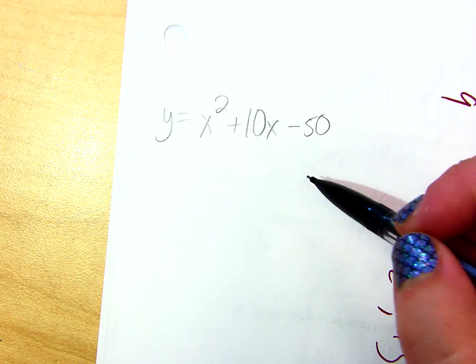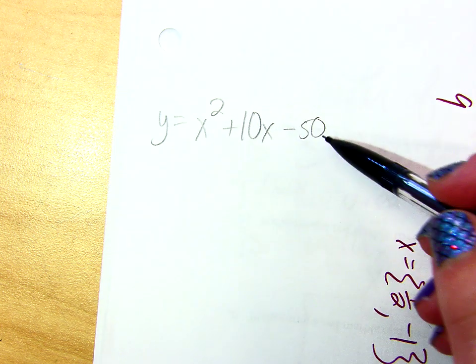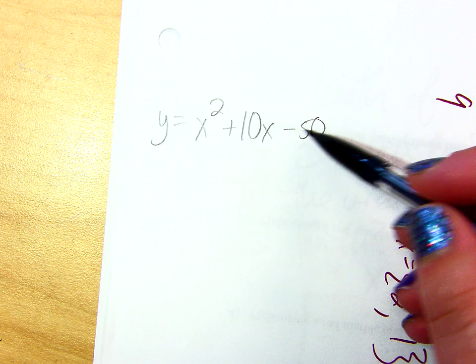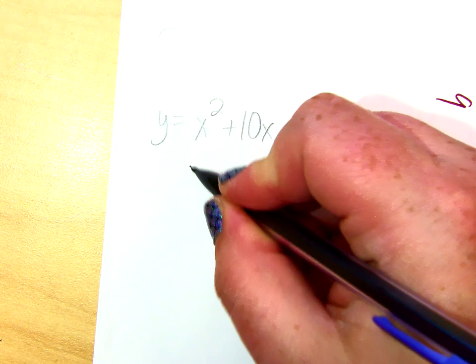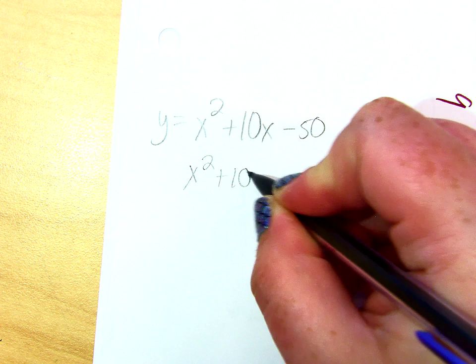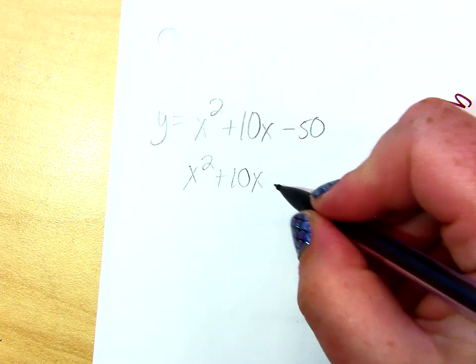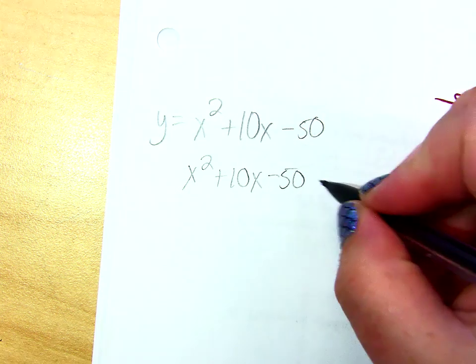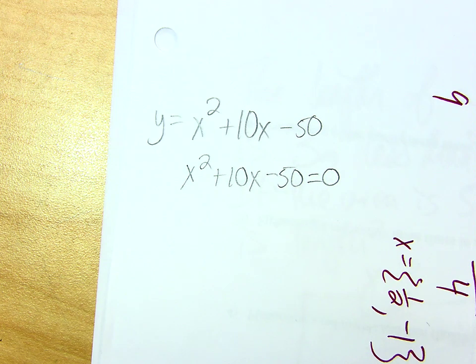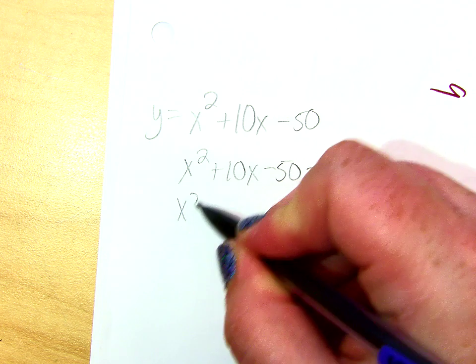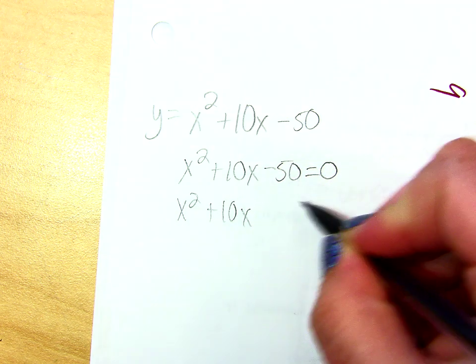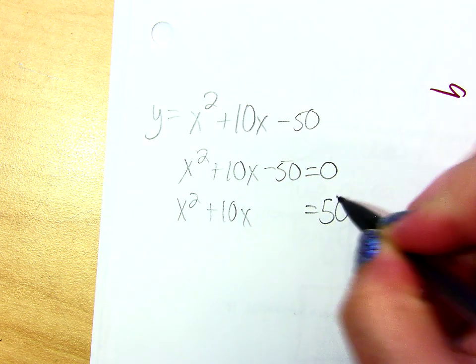So if I were going to do this one, I can't factor it. There are no factors of negative 50 that add to a positive 10. So one other option that I have is completing the square. First of all, I'm going to replace y with a 0, and I put the 0 over on the side because that's how I roll. Then, remember you've got to move c to the other side? You add 50 to the other side.